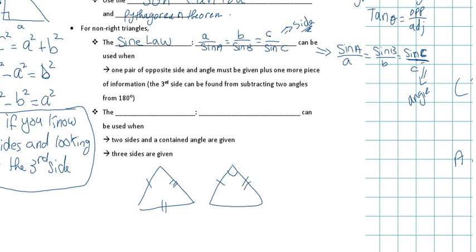Okay? The cosine law has two formulas, but the letters can change, right? I'm going to use a squared equals b squared plus c squared minus 2bc cos angle A. This is if you're looking for side A. And then if you're looking for the angle, it would look like this.